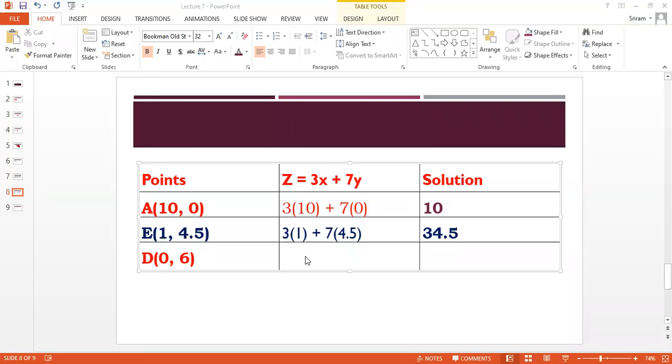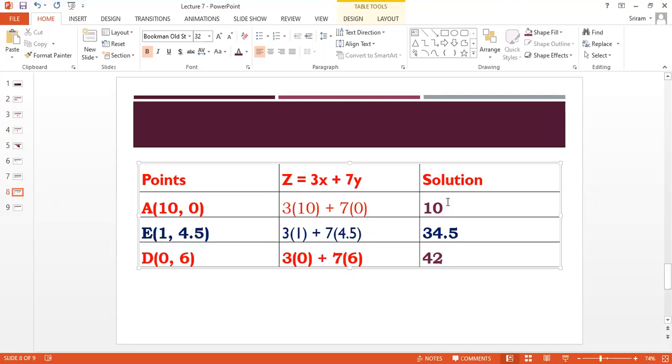Now the next one I am going to check. This is 0 comma 6. So this is 3 multiplied by 0 plus 7 multiplied by 6. So what is 7 multiplied by 6? 42. 7 multiplied by 6 is 42.